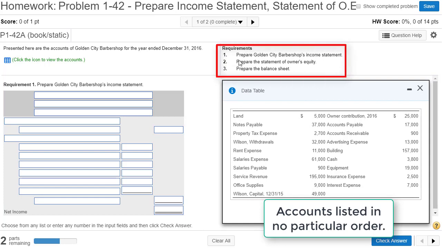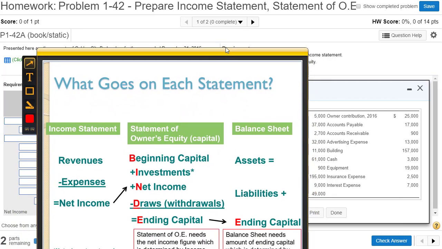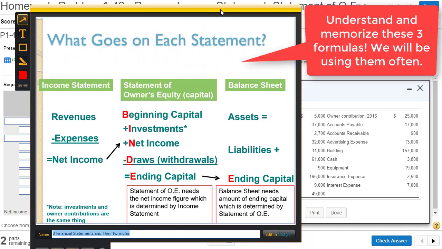Requirements: we're going to prepare an income statement, statement of owner's equity, and then the balance sheet. So in order to do this problem, you have to understand the three financial statements and their formulas. So we first do the income statement, and the formula is simply revenues minus expenses equals net income, also called net profit. And if expenses are greater than revenues, it would be a net loss. So let's work on the income statement.